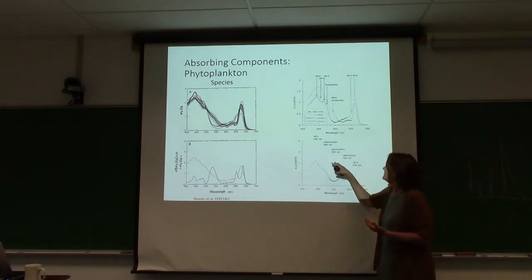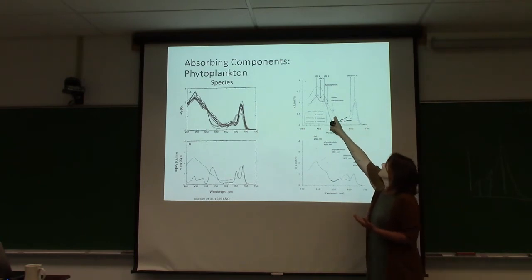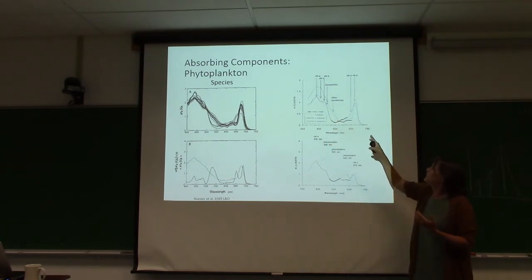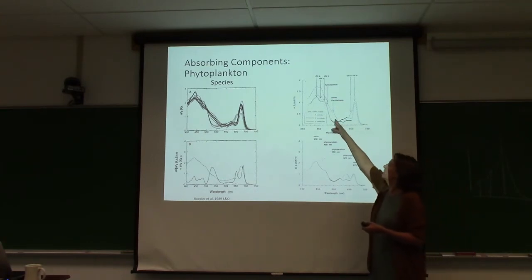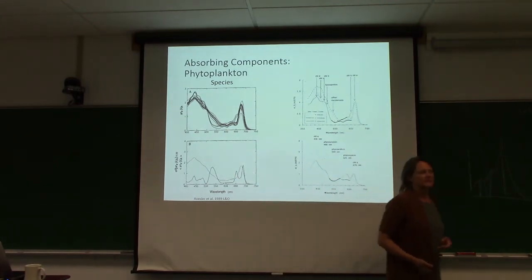These are phycobilin pigments associated with cyanobacteria and rhodophytes. These are the different chlorophylls and carotenoids. Ivona has the book, and she'll talk about the specifics of these pigments, but they're really easy to see when you start looking at phytoplankton spectra.